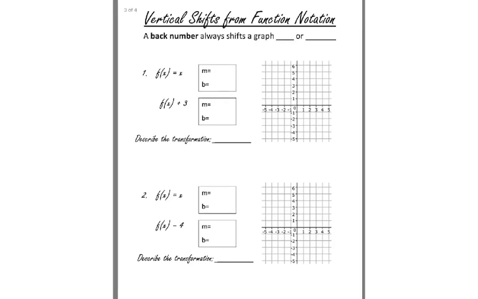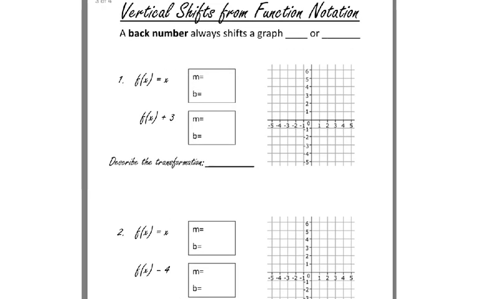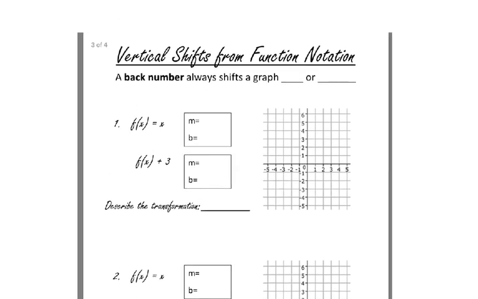Okay, so now we are going to do the exact same thing, but this time instead of saying y equals, it says f of x equals. But just like before, the back number always shifts the graph up or down. You just did that. If we change a number in the back, it is always, always, always going to shift my graph up or down. So in my original graph, my parent function, f of x just means y equals. So y equals x means there's a slope of 1 and a y-intercept of 0, just like before.